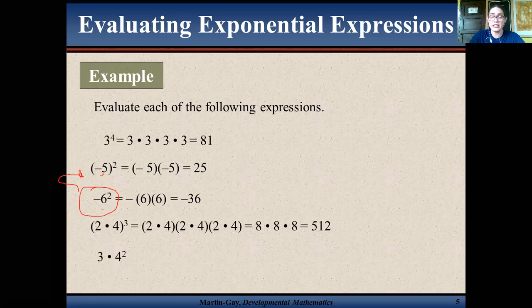Next is 3 times 4 squared. To evaluate this exponential expression, you can just have 3 times 4 times 4. That gives us 48. I hope you'll be able to grasp the concept and process of how we evaluate an exponential expression, and do not forget the concept about this one.